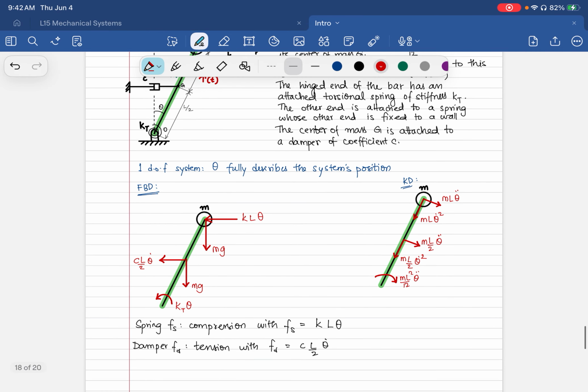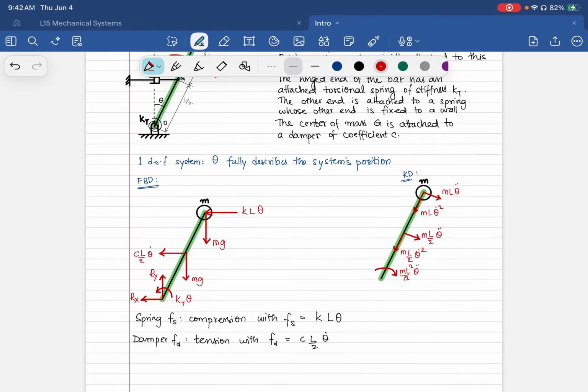Are there any other forces? You do have reaction forces at the pin. You should not forget that. So this here is, let's say, the component of the reaction force that is vertical, that is Ry, and this here is Rx.